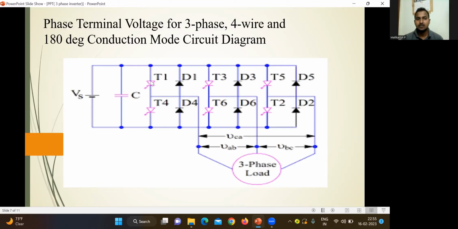Here T1 is phase A, with positive supply, but the negative supply we are giving to T6, that is B phase. A and C are positive, B is negative. That is the case of mode 1, or the first case.